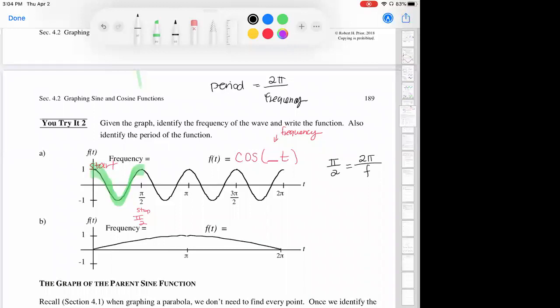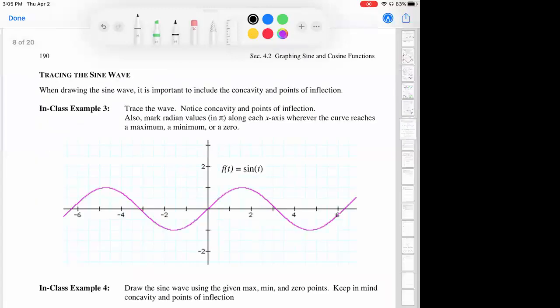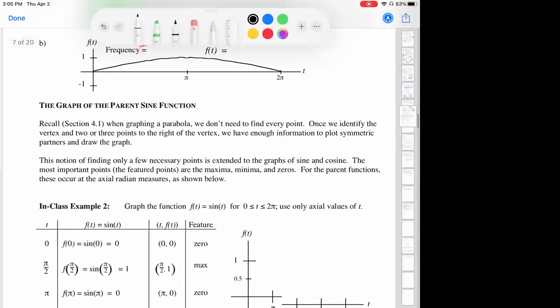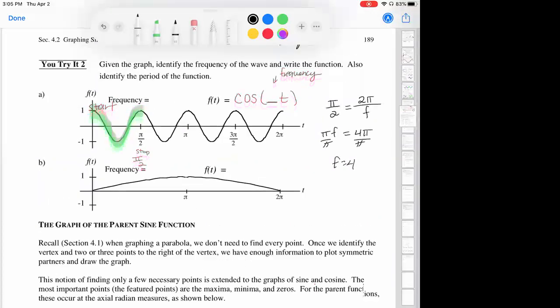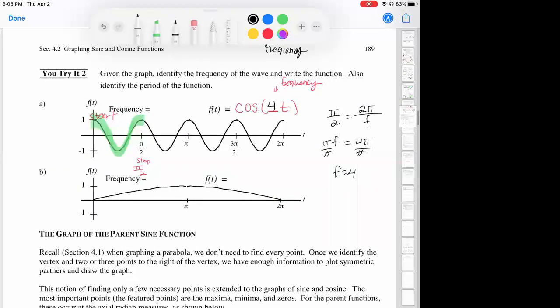Solve for f. So we can cross multiply. Pi times f equals 4 pi divided by pi, and we get f is equal to 4. So we get this number right here, 4. Now we're saying, what's the other way?